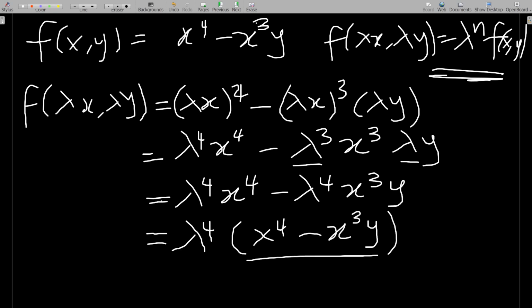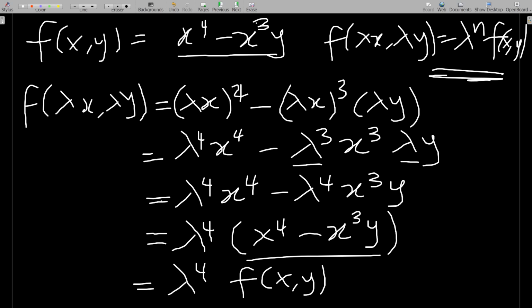Sorry, x to the power 4 minus x cubed y is the same f of x, y given. So this is equal to lambda to the power 4 times f of x, y. So we've been able to express f of lambda x, lambda y as lambda to the power something multiplying f of x, y, meaning that this is a homogeneous function and that our degree n is equal to 4. It is of degree 4. I hope you understood this.